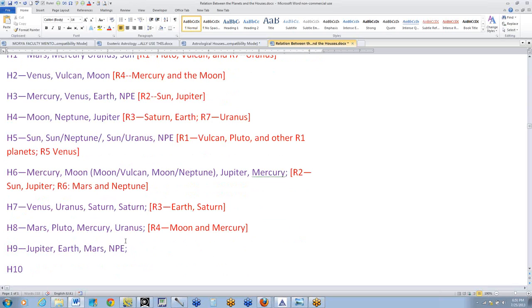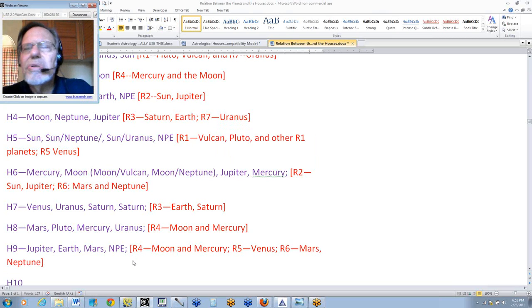But through Sagittarius come, interestingly, ray 4, so hence the Moon and Mercury. Ray 5, hence Venus, whatever else there might be. Ray 6, hence Mars and Neptune. So some undercurrent of circumstance or relationship related to those rays should also find its place in some of the major meanings of house number 9.